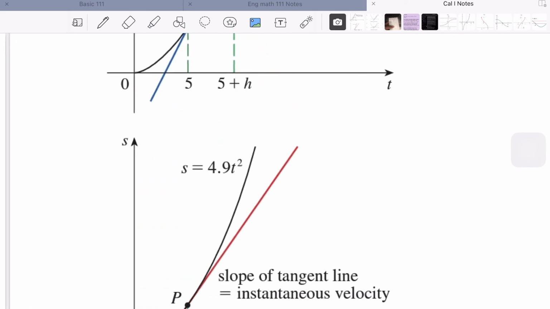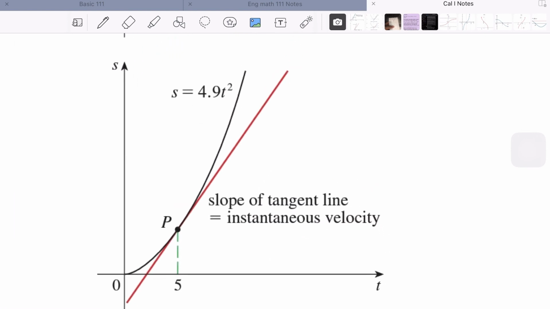This is what we want. So when this secant line from q gets close to this red line, that means it's getting close to what the question is asking. It's asking for the instant velocity.